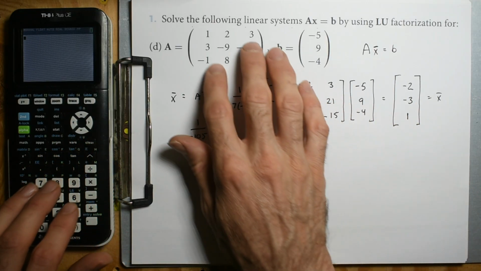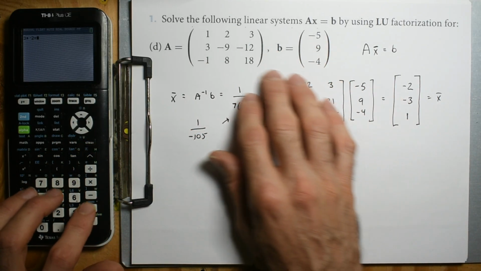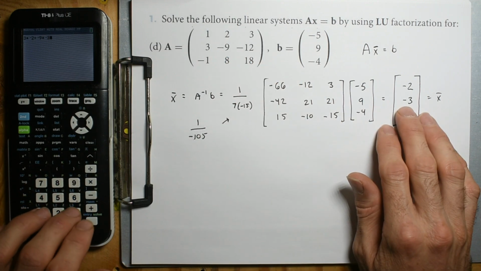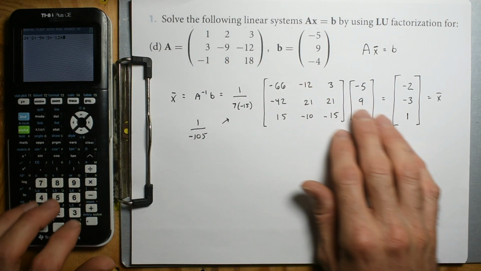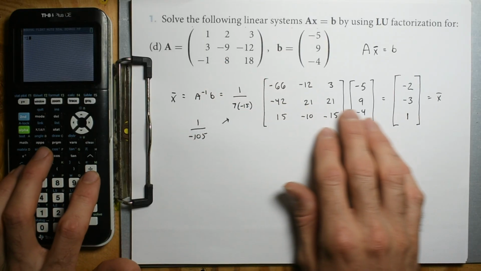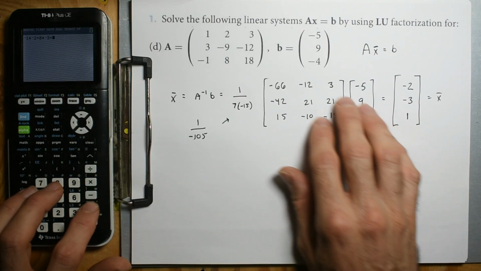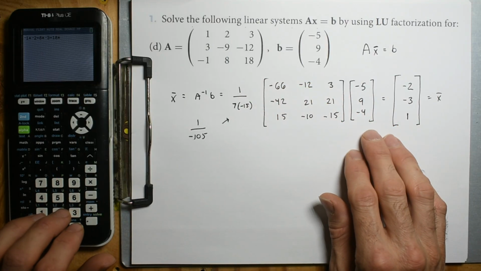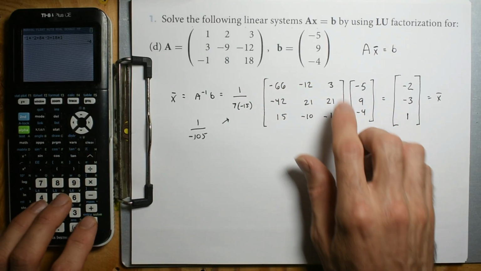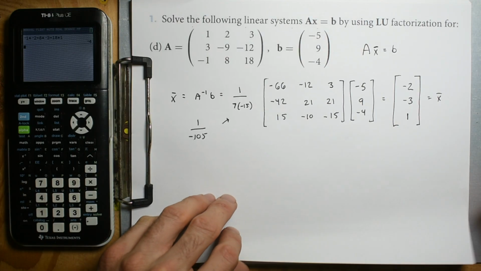It's the worst. Okay, so we have 3 times negative 2 plus negative 9 times negative 3 plus negative 12 times 1, and that's 9. Cool, last one. Negative 1 times negative 2 plus 8 times negative 3 plus 18 times 1, and that's negative 4. Alright, we did it. So that was my speed run, but we made mistakes.